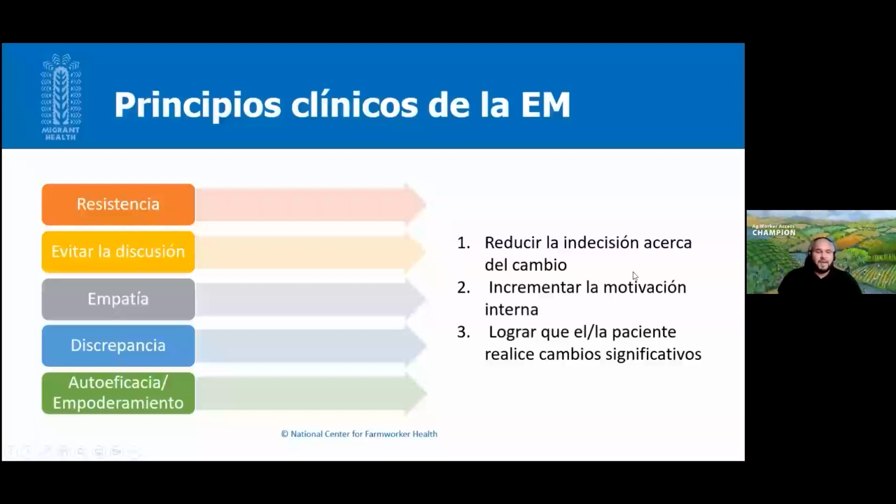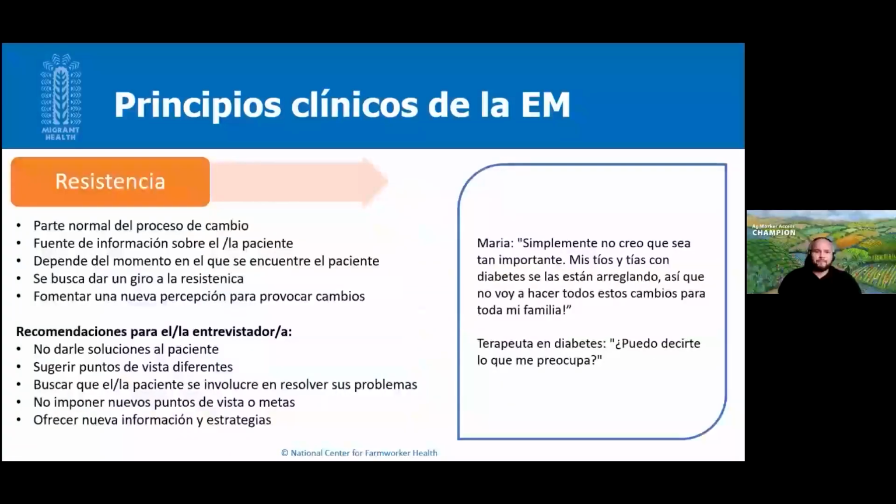These five principles are resistance, avoiding arguing, empathy, discrepancy, and empowerment. Let's go to the next slide. First, let's look at resistance. Working on resistance during this motivational interview is an important element because we want to keep the patient's level of resistance to come up.